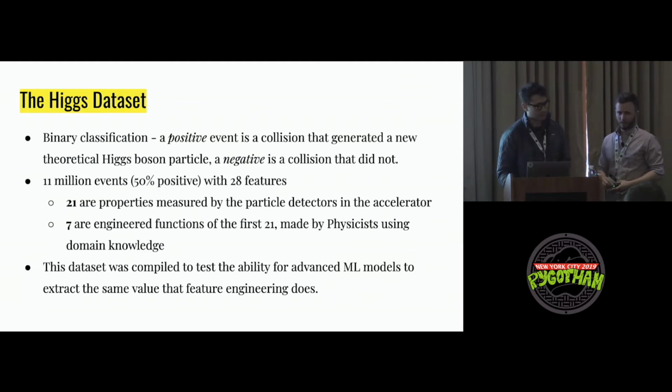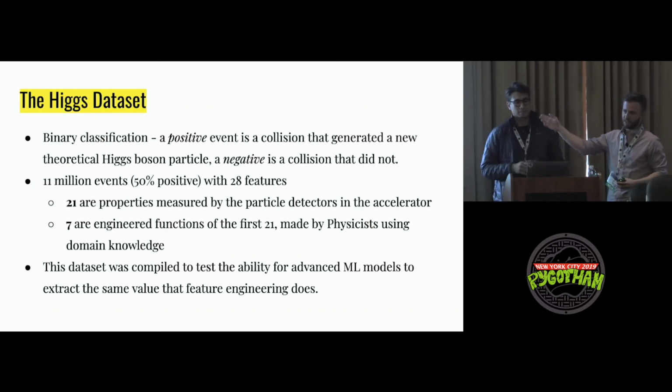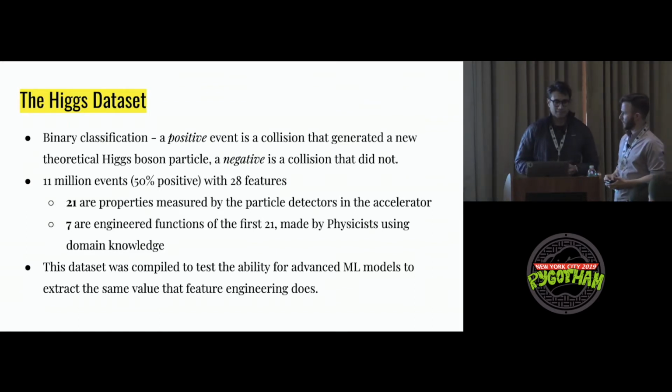Yeah, the reason this data set was compiled was for the express purpose of testing whether the 7 engineered features on top of the first 21 features are actually necessary if you have a complicated enough model. So this is why we use this for our benchmarking.